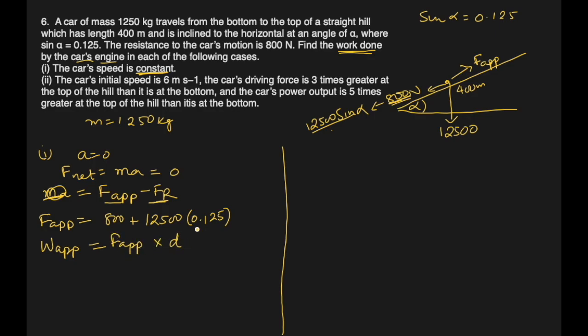multiplied by the distance it takes, right? There is cos theta also, which we did in question number 1, but there is no angle between the applied force and the motion. Both are in the same direction. The angle is 0, cos 0 is 1, so we don't add cos here. So we have applied force 800 plus 12500 times 0.125. Further we'll multiply by the distance, which is 400 meters. It went from bottom to the top, and whatever that gives you is the answer.